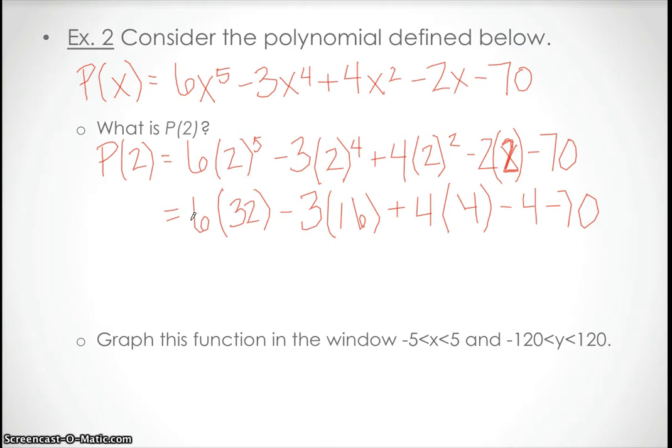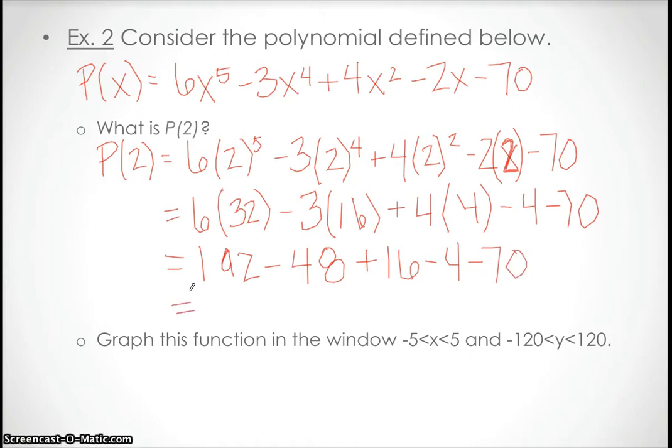So then we just have 6 times 32, which gives us 192. Sorry, I'm trying to write as neat as possible. Minus 3 times 16. 3 times 16 is 48, so minus 48. Plus, this is a 9, by the way, in case you can't read it. 192 minus 48 plus, well, 4 times 4 is 16, minus 4 minus 70. Okay, so we just got to evaluate all that here.